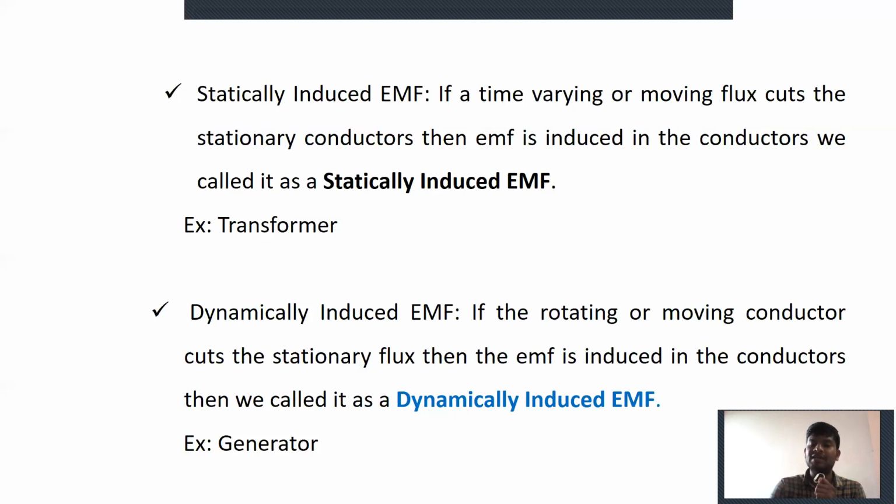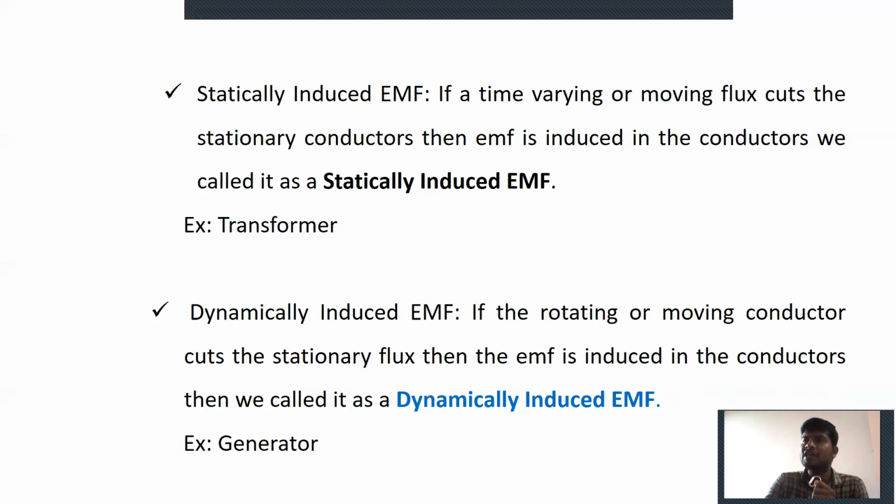Where do we get the statically induced EMF? In the transformers. Coming to the second type of induced EMF, it is simply called dynamically induced EMF. This dynamically induced EMF is nothing but the motion of the conductor. Any moving, that is rotating, conductor cuts the constant flux and induces the EMF. That EMF is called dynamically induced EMF.